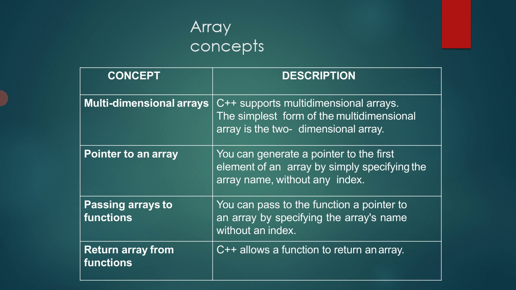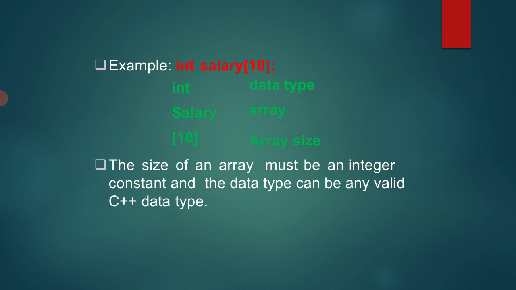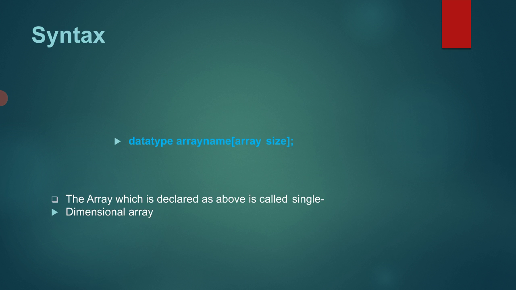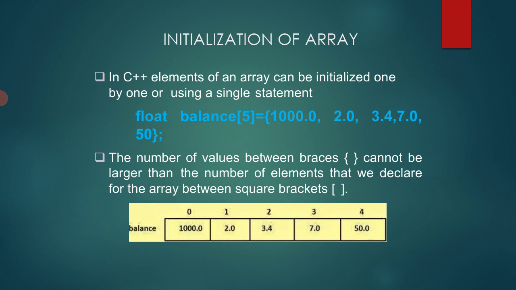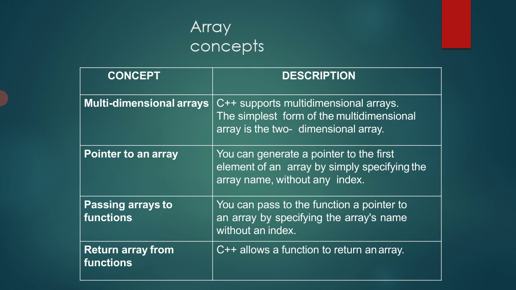Next is array concepts. So see students, in this example I have told you that this is a single dimensional array. Single dimensional array means there is only one dimension of an array. It can be either row or column, but C++ provides us a way that we can also create arrays with different dimensions. So now we have to study that part also.